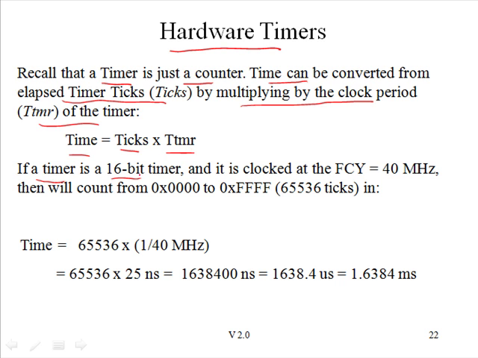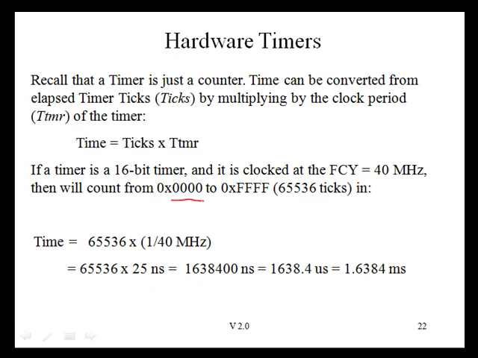If a timer is a 16-bit timer and it is clocked at an instruction cycle frequency of 40 megahertz, then it will count its full period, that is from 0 to 0xFFFF and back to 0, which is 65,536 ticks, in this time: 65,536 ticks times 1 over 40 megahertz, which is 25 nanoseconds. That time will be 1,638,400 nanoseconds, or 1.6384 milliseconds.